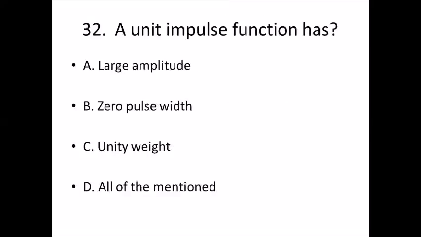32nd bit. A unit impulse function has option A, large amplitude. Option B, zero pulse width. Option C, unity weight. Option D, all of the mentioned. Answer guess cheyandi. Answer option D, all of the mentioned.